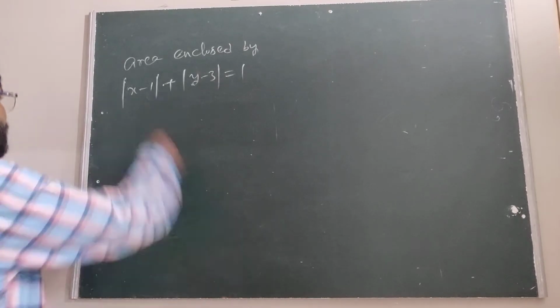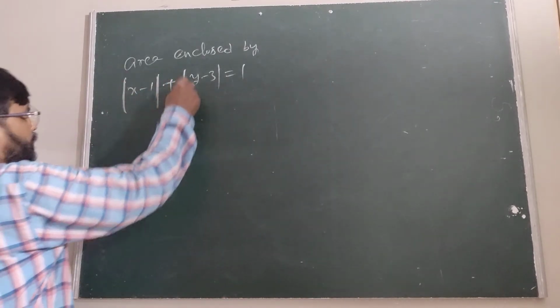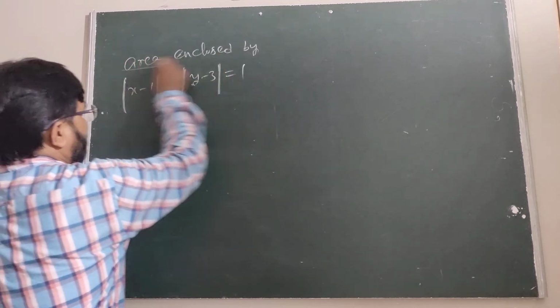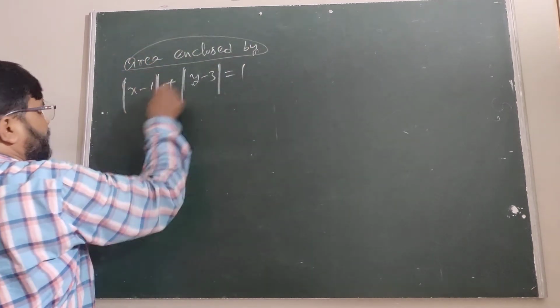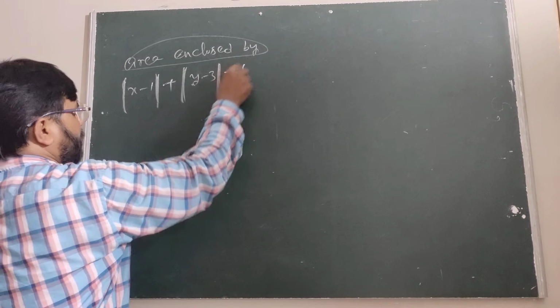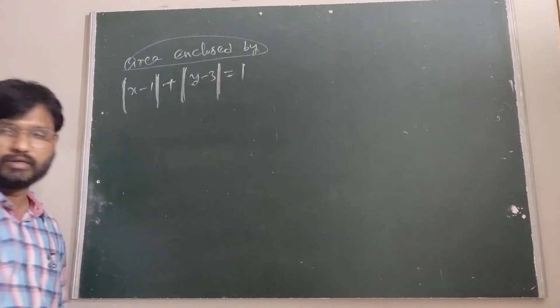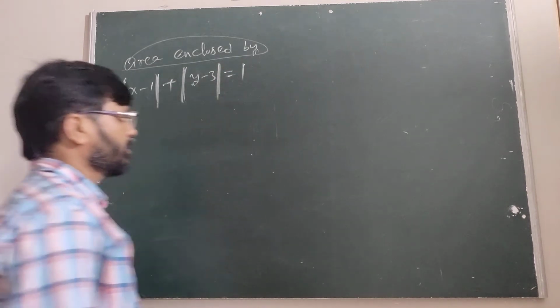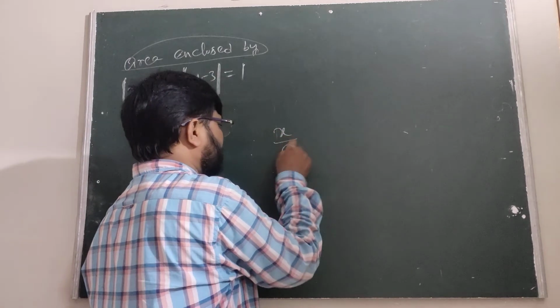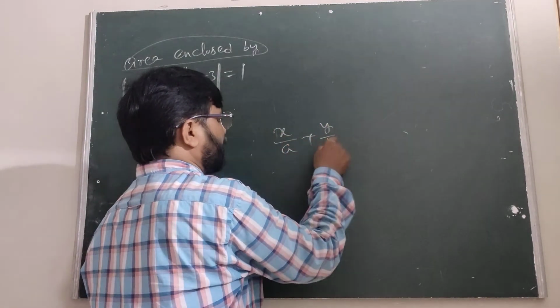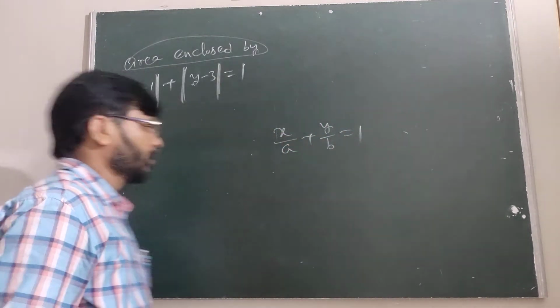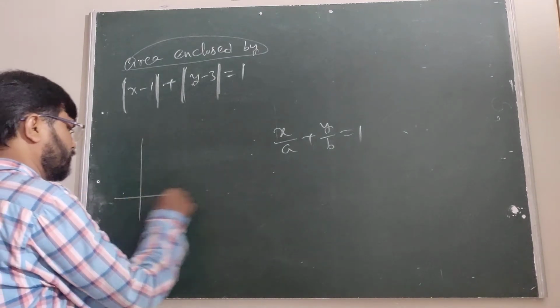Okay, here it is given the area enclosed by mod of x minus 1 and mod of y minus 3 equal to 1. We have to know that if the line is x by a plus y by b equal to 1, this one is called the intercept form of the line.